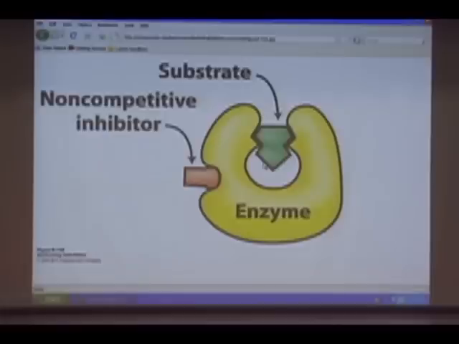Now I'm going to tantalize you with something that will puzzle you the heck out of you, but it's true, and that is that in non-competitive inhibition, the Km stays the same. Km stays the same for non-competitive inhibition. I may briefly mention that at the beginning of the period next time, but in non-competitive inhibition, Km stays the same.